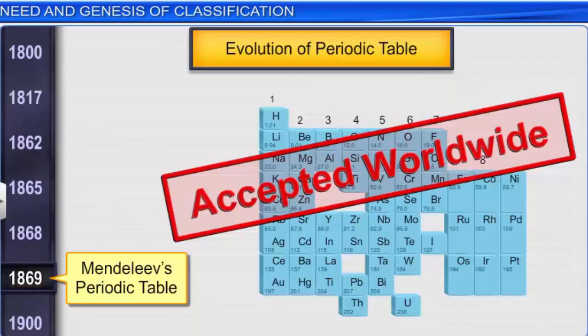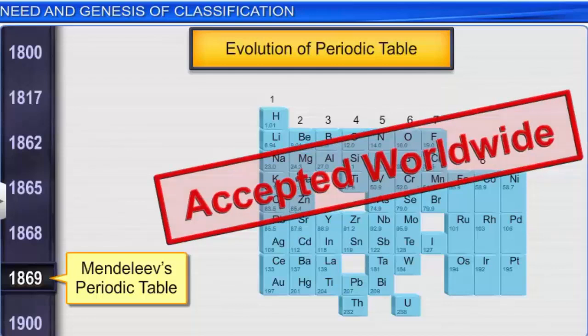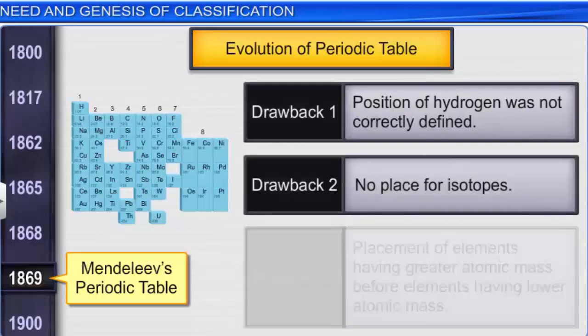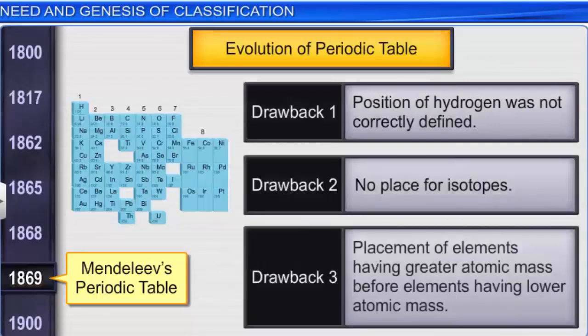However, there were certain anomalies in Mendeleev's periodic table. These anomalies were: 1. The position of hydrogen was not correctly defined. 2. There was no place for isotopes of elements in his periodic table. 3. The placement of elements having greater atomic mass before elements having lower atomic mass could not be logically explained.